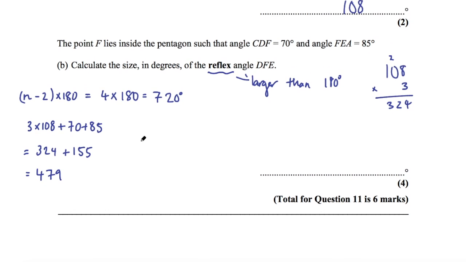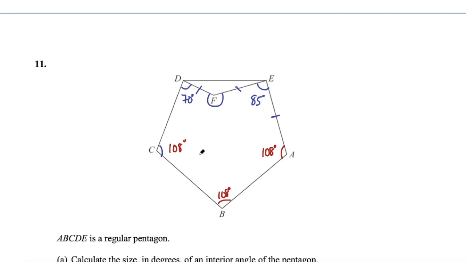Okay, and then if we take that away from 720, so 720 minus 479, so the difference there is 241, and that will be the missing angle DFE. So angle DFE equals 241 degrees. So what I did was I added all of these angles up, took them away from 720, which is the total of the interior angles of a hexagon, to find F.